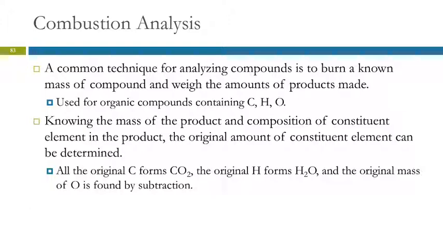So you weigh the sample, and then you burn it, and you collect the gases that are given off, and you weigh those. So in a compound containing carbon, hydrogen, and oxygen, when we combust that, all the carbon goes into carbon dioxide, all the hydrogen goes into water, and we can figure out the mass of oxygen by subtraction.